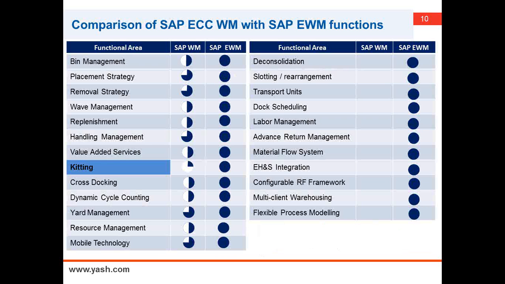EWM now is up to version 9.2, very comprehensive functionality. There's some core processes that you'd expect to find in warehousing. Then there are the cross processes, things like cross-docking, labor management, and so on, and then a lot of supporting areas. Of course, RF and RFID enablement is one of those.